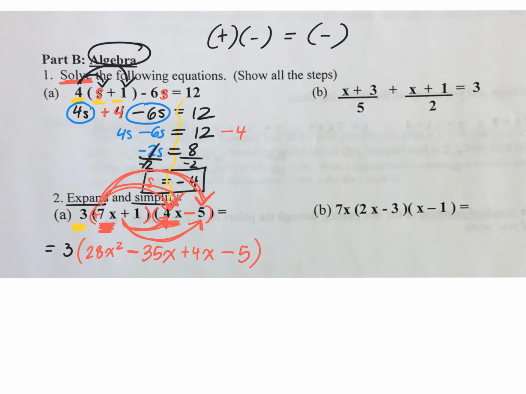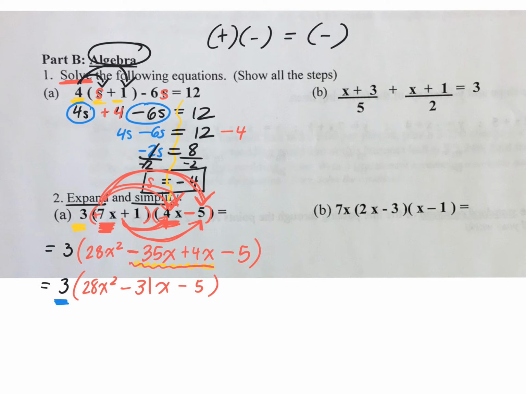Can we simplify what's in the bracket here? Can you combine these terms together? Do you have x's like terms in the bracket? So we're going to simplify that. We have our 28x squared, and then we're going to do negative 35x plus 4x. What do you got? Negative 35 plus 4 is equal to what? Negative 31x, and then this minus 5. Now you can take this 3.